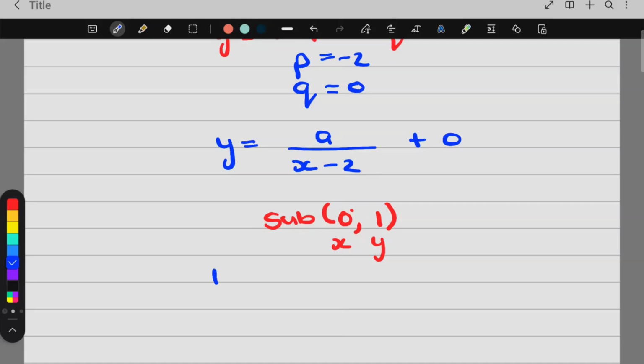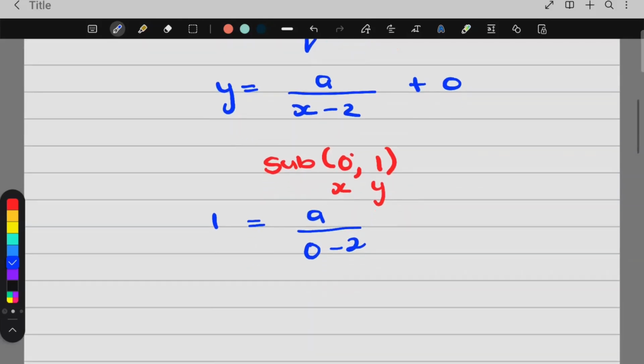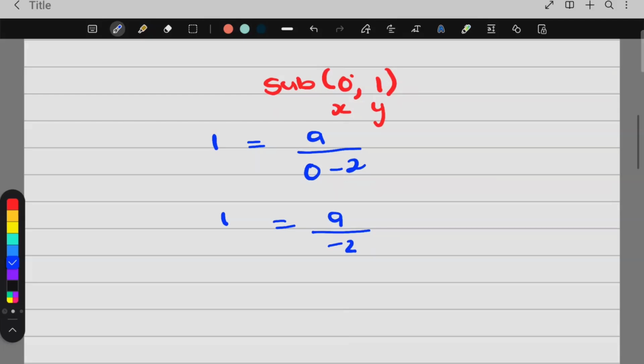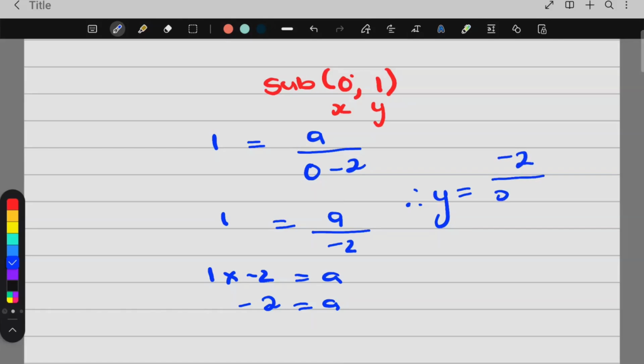So I write 1 is equal to A over 0 minus 2, and I leave the other 0 out. 1 is equal to A over negative 2. I cross multiply. 1 times negative 2 is A. So A is negative 2. Therefore, the equation of the hyperbola is y is equal to negative 2 over x minus 2. You can add the 0 or leave the 0 out. That's the equation of the hyperbola.